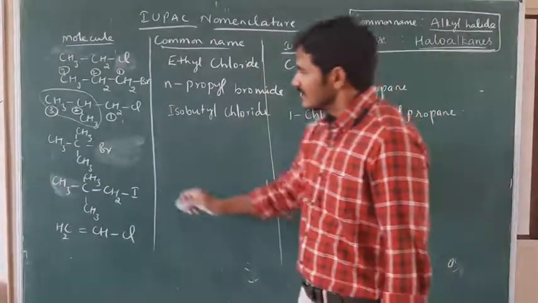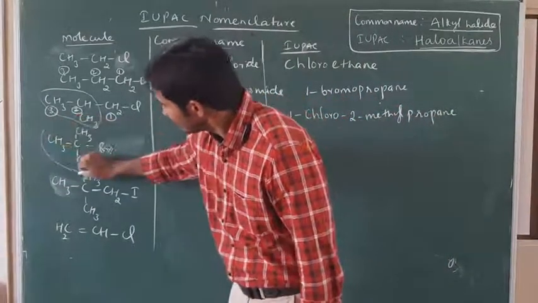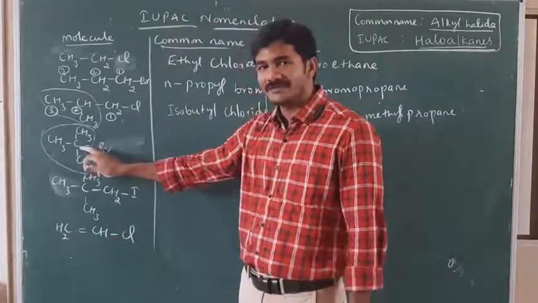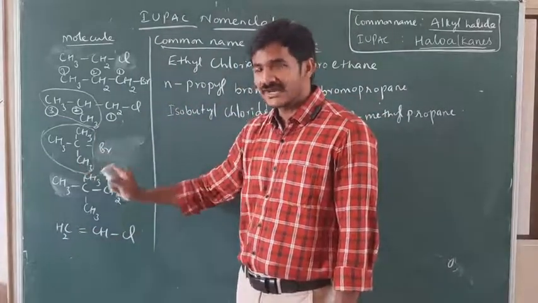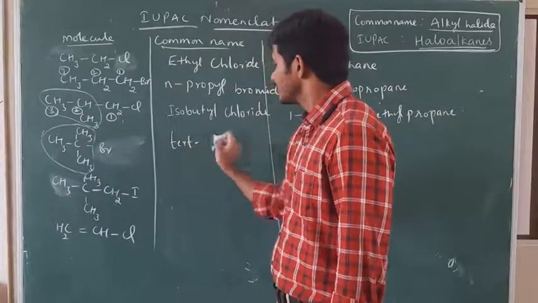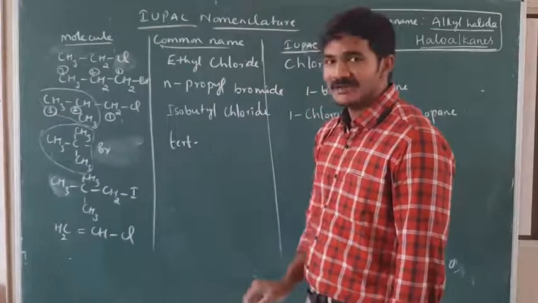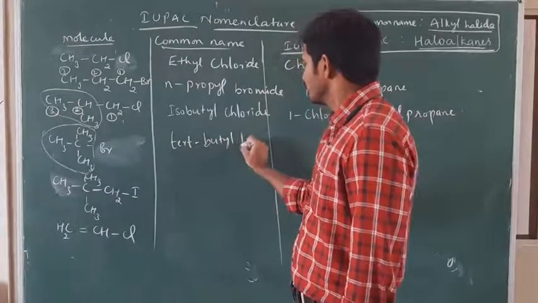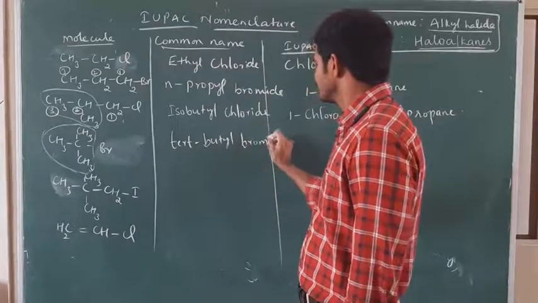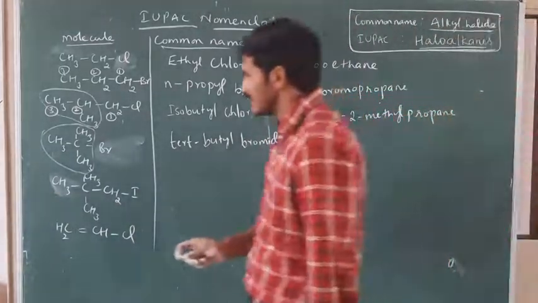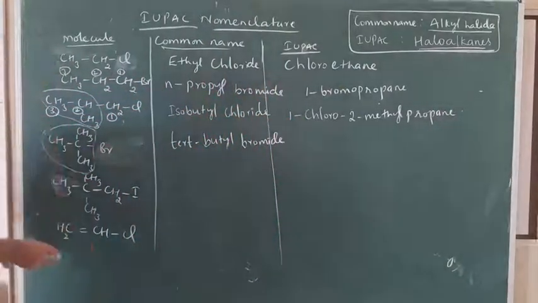Got it? Next, what is the name of this group? Again, I told you, this carbon is a tertiary carbon. If this is a tertiary carbon, we write this as tertiary, T-E-R-T. Altogether how many carbons are there? 4. Tertiary butyl bromide.